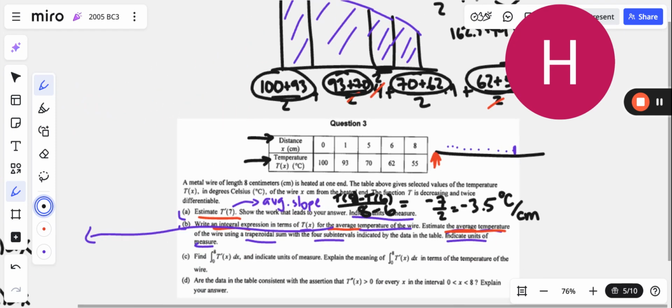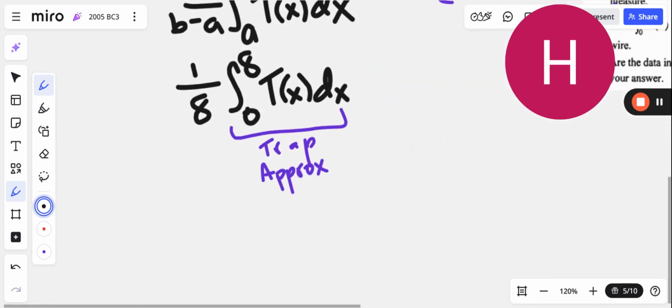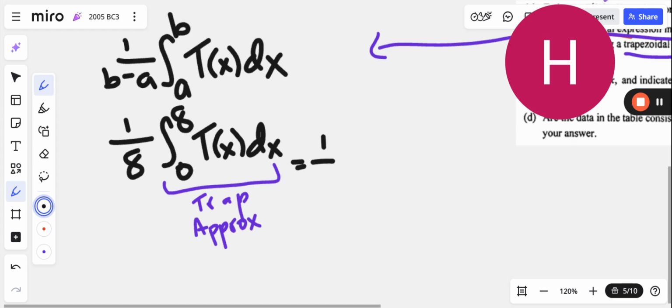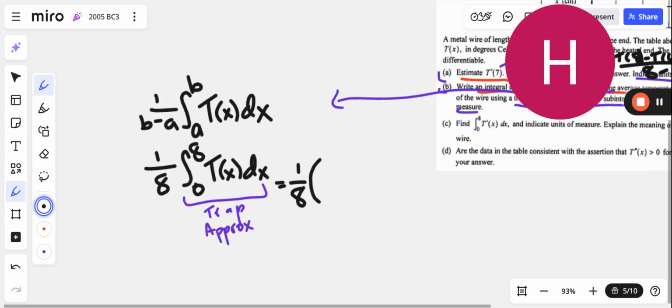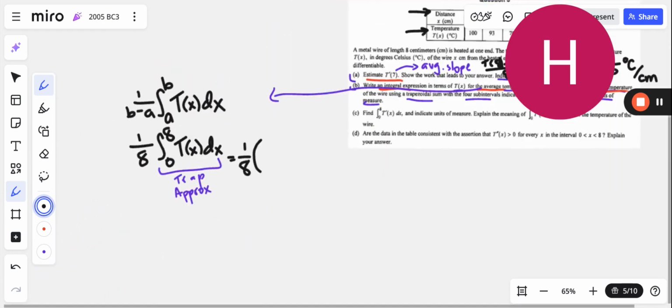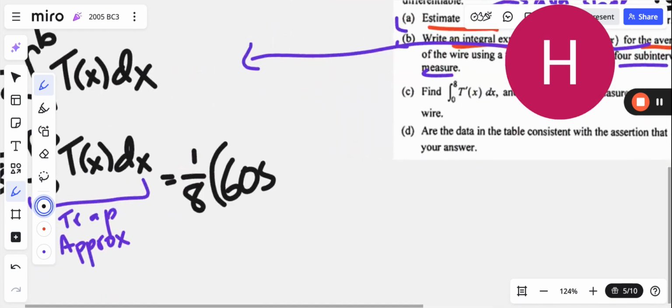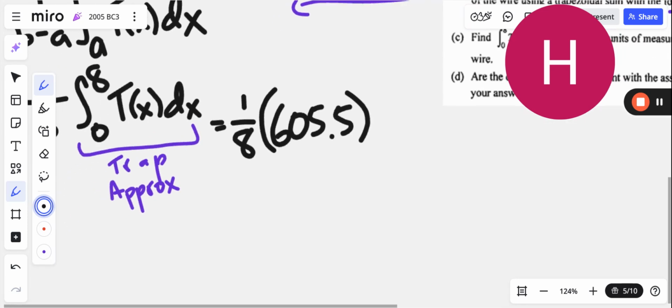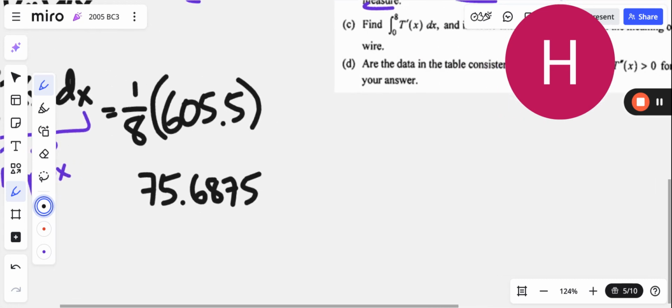Now, that is the approximate integral. So we have 1 over 8 times, what was it? 605.5. Okay, so I guess we just divide that by 8. I mean, it might take you a little while to do it by hand. It's not too bad. I think it'll be something like 75.6875 or something. I don't know why I think that.